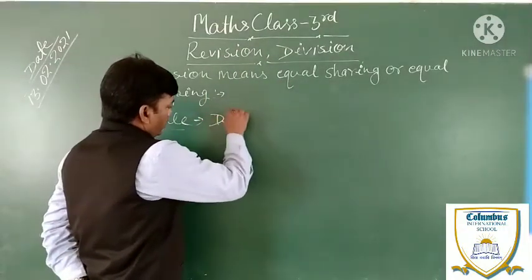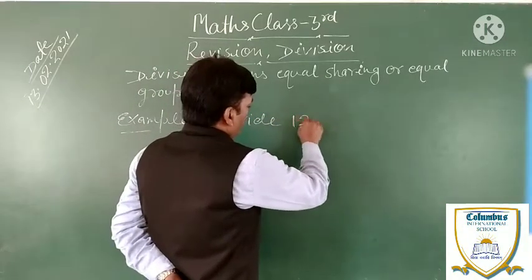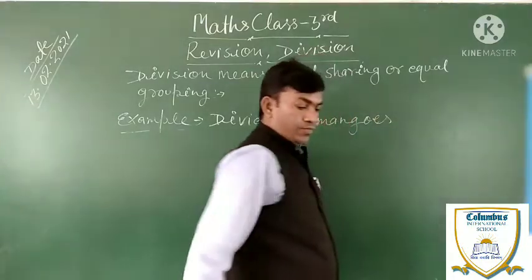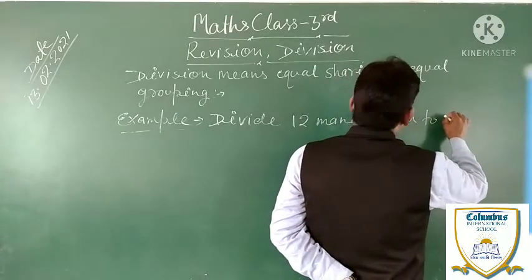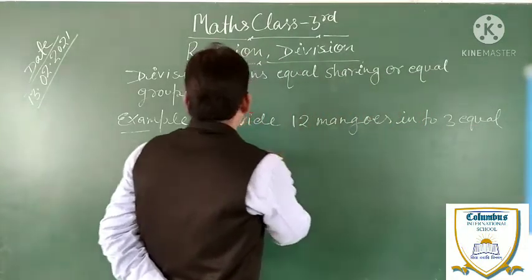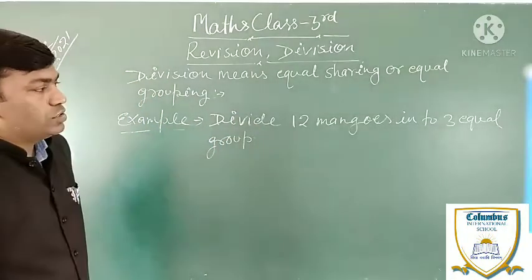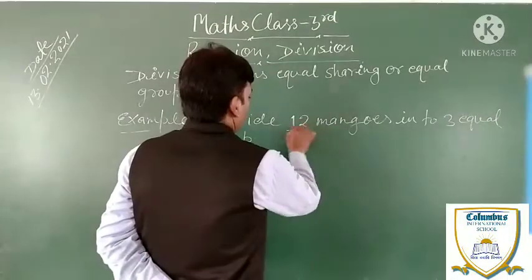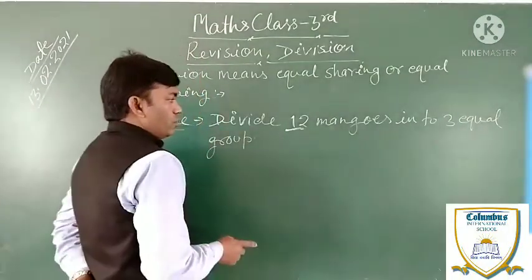Divide 12 mangoes into 3 equal groups. Equal group means I have 12 mangoes. It means equal sharing. Okay.